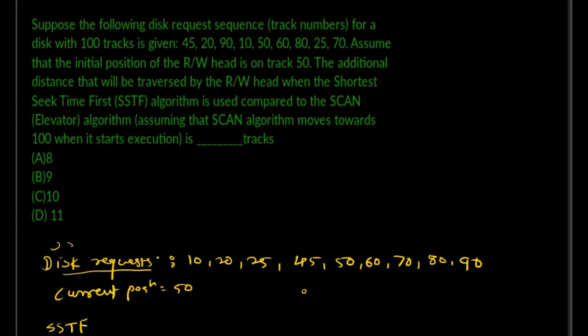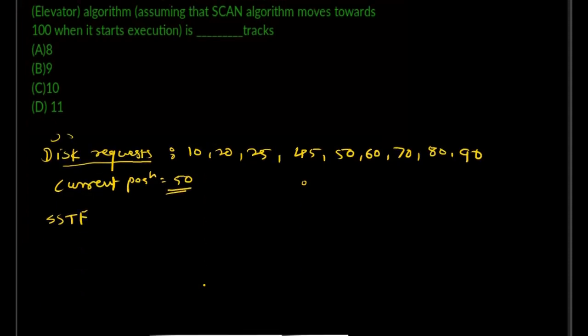As I have told you, write the disk request in the ascending sorted order if the algorithm is SSTF, scan or look algorithm. So we have to solve here for SSTF and scan algorithm. So we'll write the sequence in the sorted order. The first sequence in the sorted order is 10, 20, 25, 45, 50, 60, 70, 80, 90. Okay, so these are all the requests that we have considered here, and the current disk position we have provided as 50.